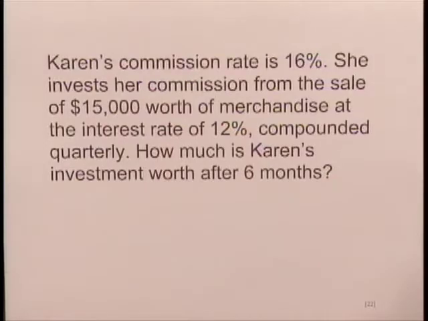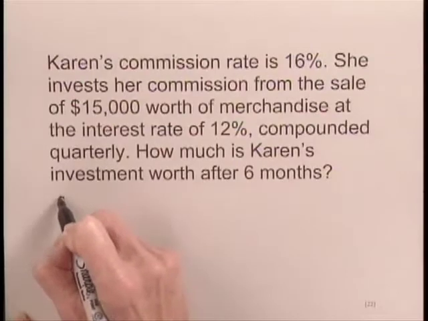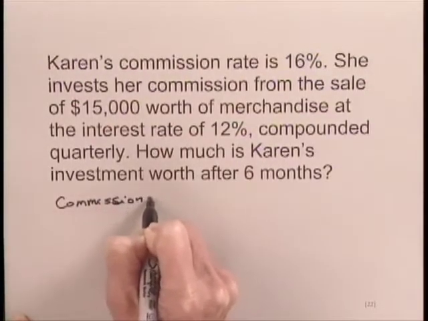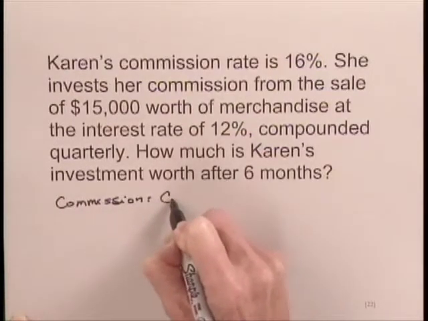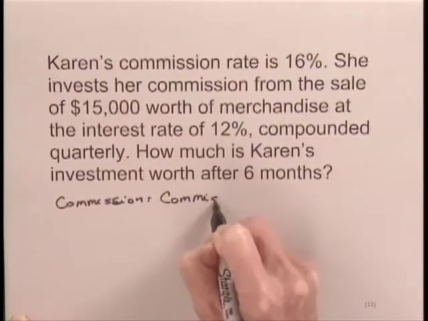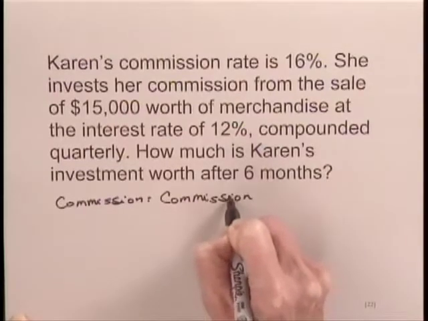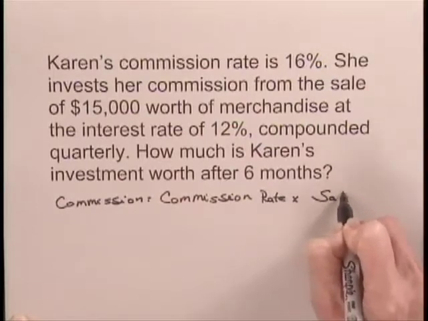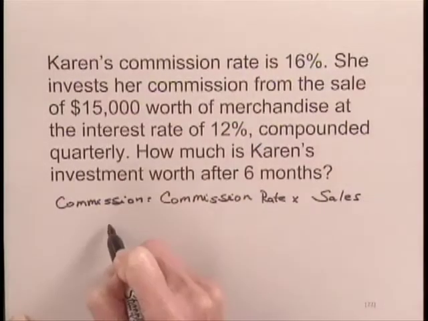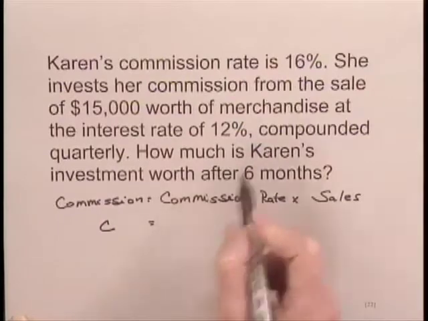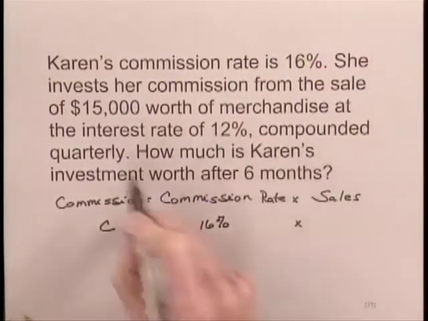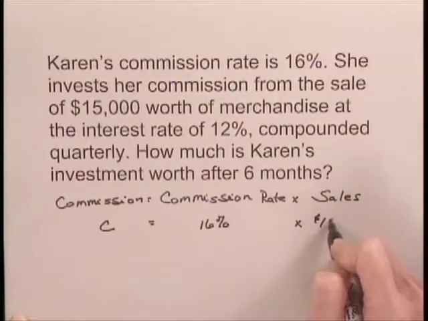Well, the first thing that we'll need to do is to find out how much she has to invest. So we'll have to compute her commission. And commission is equal to the commission rate times the sales. And we'll just call the commission C. The commission rate, we're told, is 16%, and the sales were $15,000.